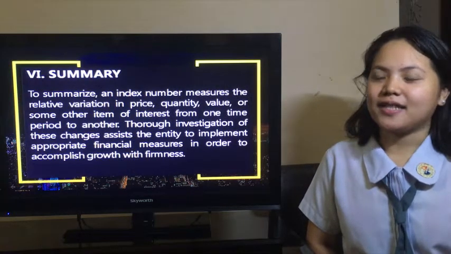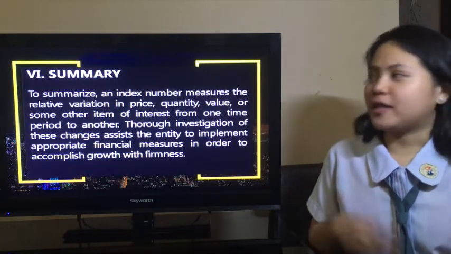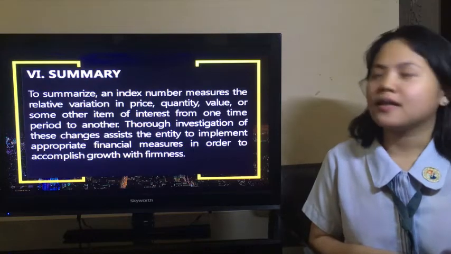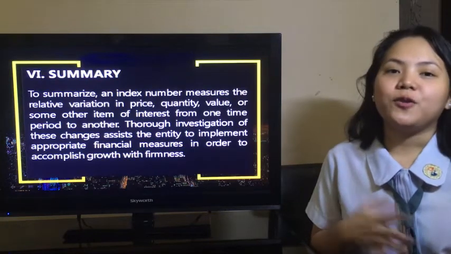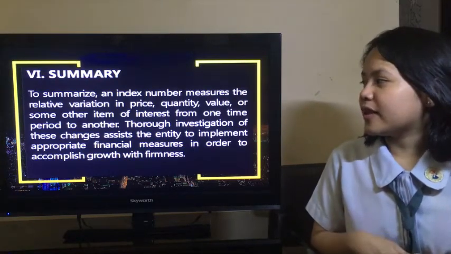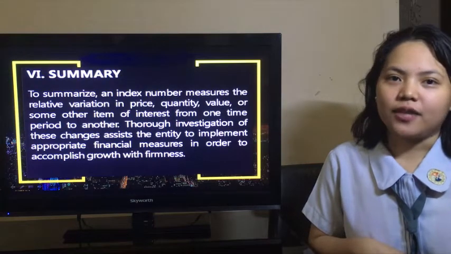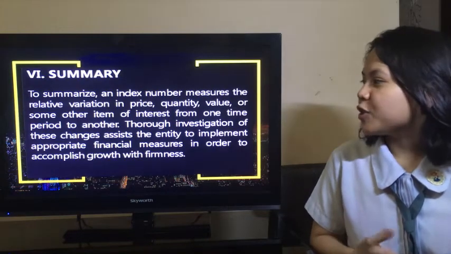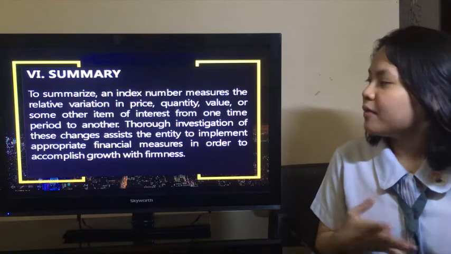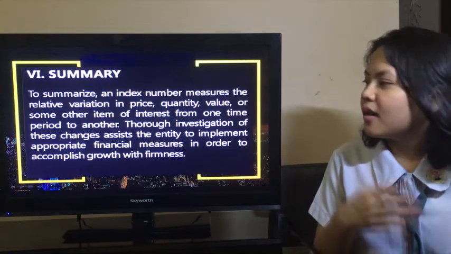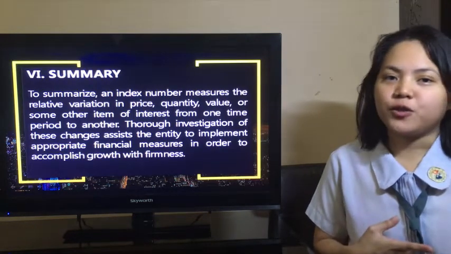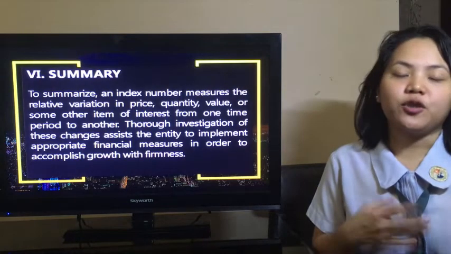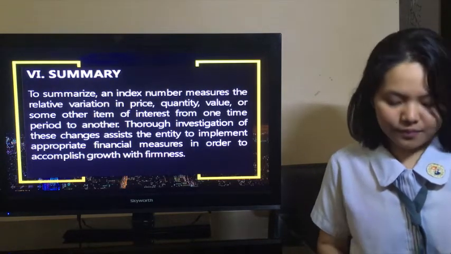To summarize, an index number measures the relative variation in price, quantity, value, or some other item of interest from one time period to another. Thorough investigation of these changes assists the entity to implement appropriate financial measures in order to accomplish growth with fairness.